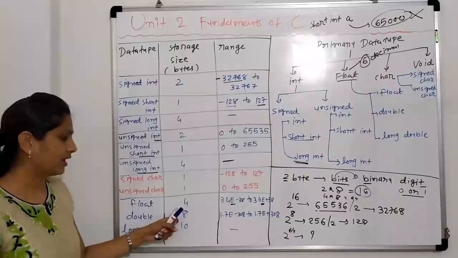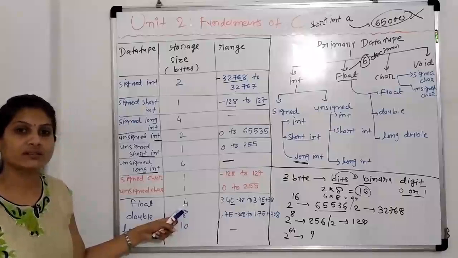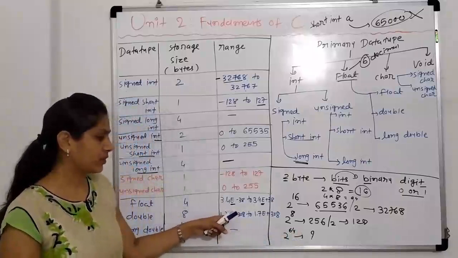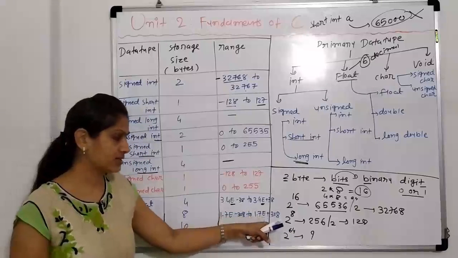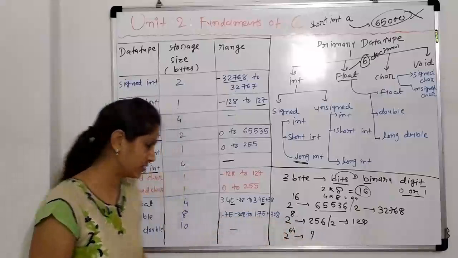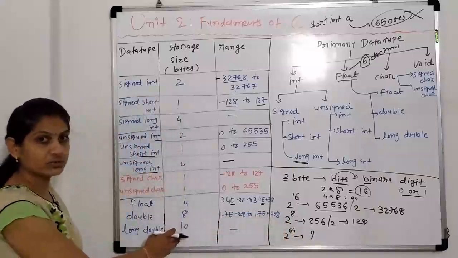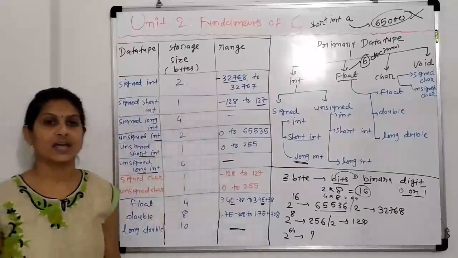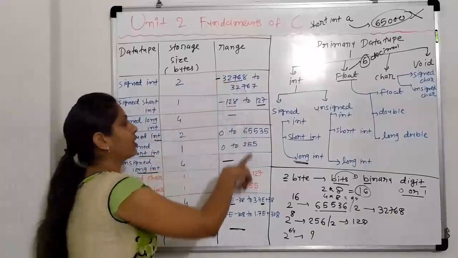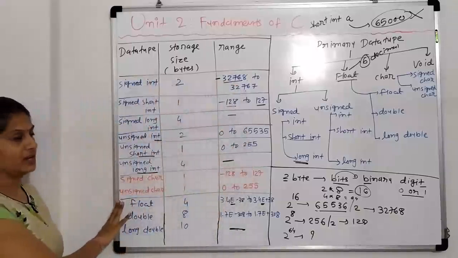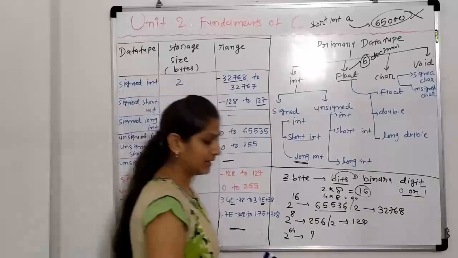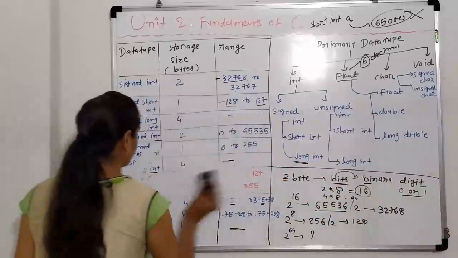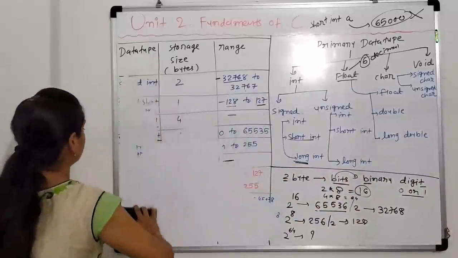And here 8 indicates 8 into 8, that is 2 raised to 64. Clear? So here the range is 1.7e minus 308 to 1.7e plus 308. And 10 indicates 2 raised to 80. That is again so long, we are writing only with the dash. So this is the range for that particular kind of data. Now next is the derived data type. Here our primary data type is completed.